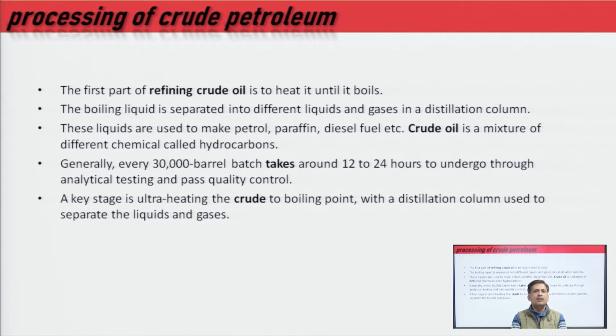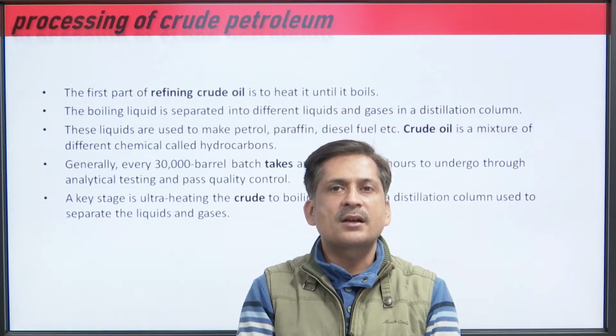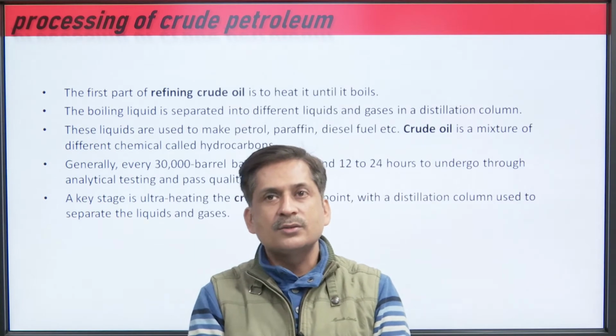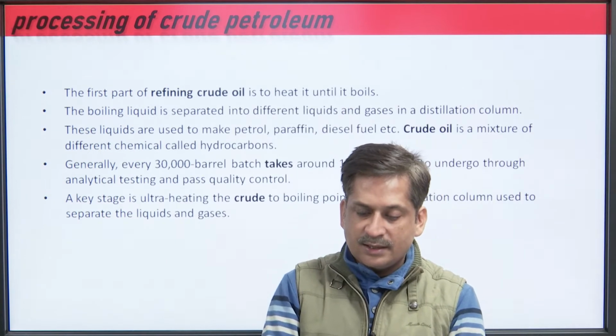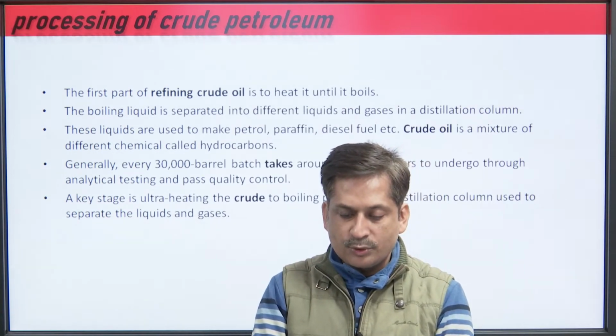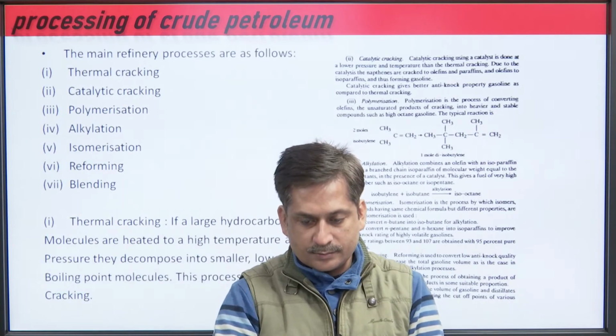Crude oil is a mixture of different chemicals called hydrocarbons. Generally, every 30,000 barrel batch takes around 12 to 24 hours to undergo analytical testing and pass quality control. 30,000 barrels is the volume of crude oil used globally. A key stage is heating the crude oil to boiling point, with a distillation column used to separate the liquids and gases.